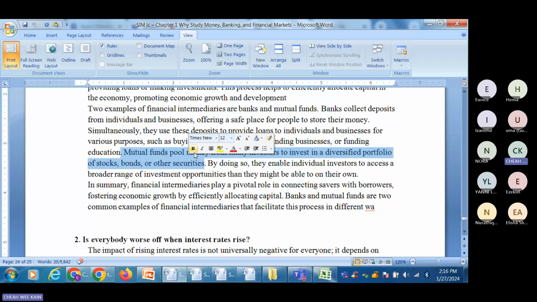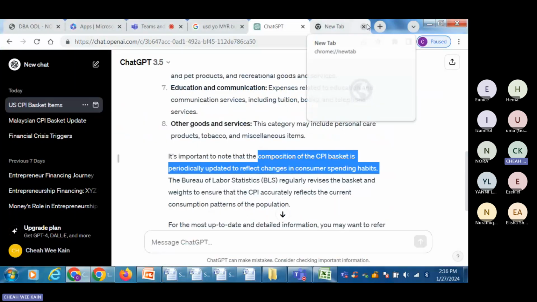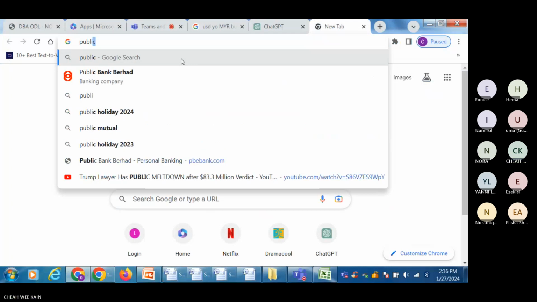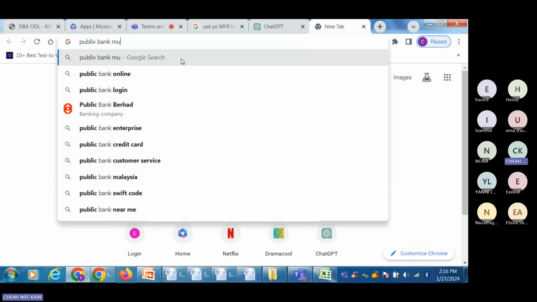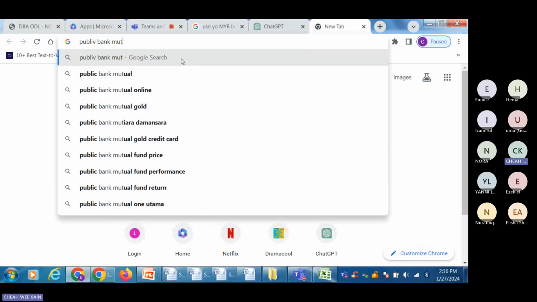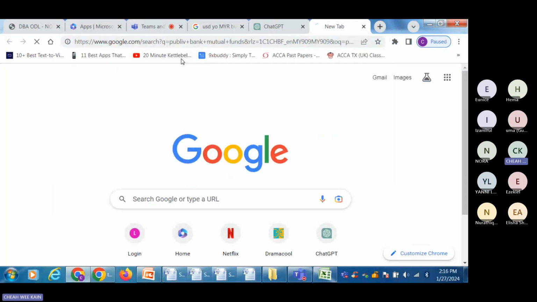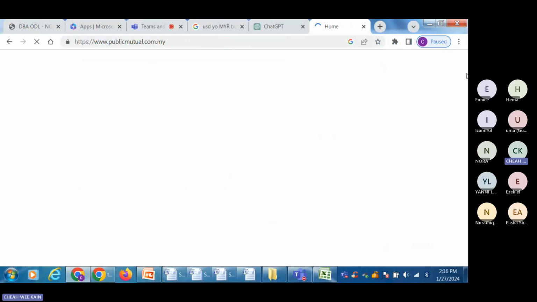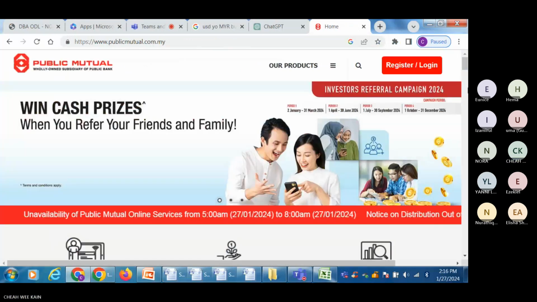Okay. So there are many types of funds. Low risk or high risk. So I'll just show you some examples. Let's say, for example, Public Bank mutual funds. They are of various types. They can also be Sharia based, and non-Sharia based also.